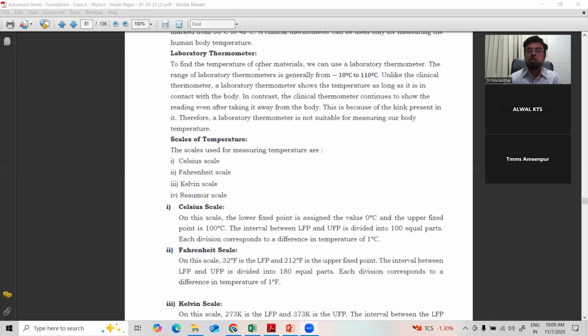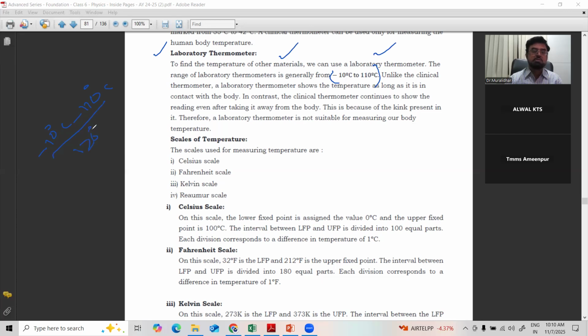Next, laboratory thermometer. In the laboratory also we need to measure the temperatures of chemicals and all when you are doing any experiment. So to find the temperature of other materials, we can use a laboratory thermometer. The range of the laboratory thermometer is from minus 10 degrees to 110 degrees. So we can measure even negative temperatures by using the laboratory thermometer, up to 110.